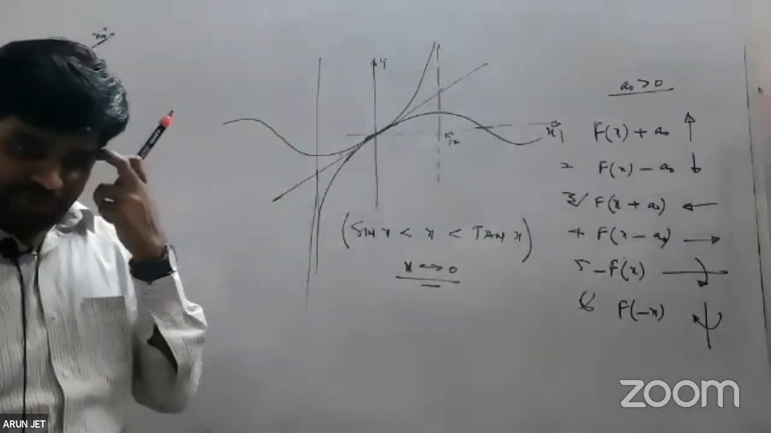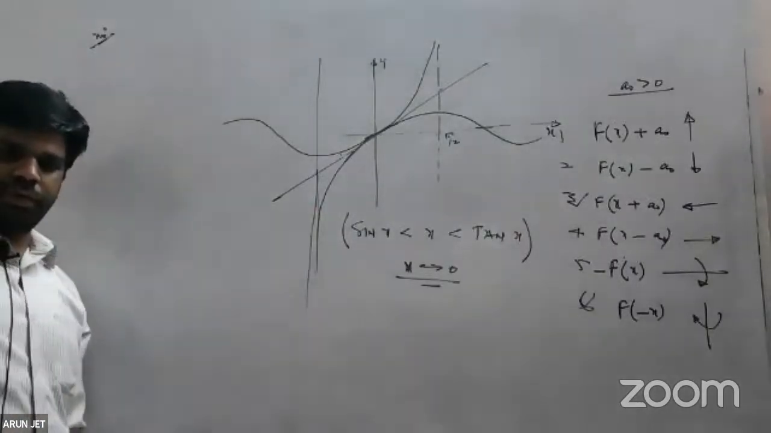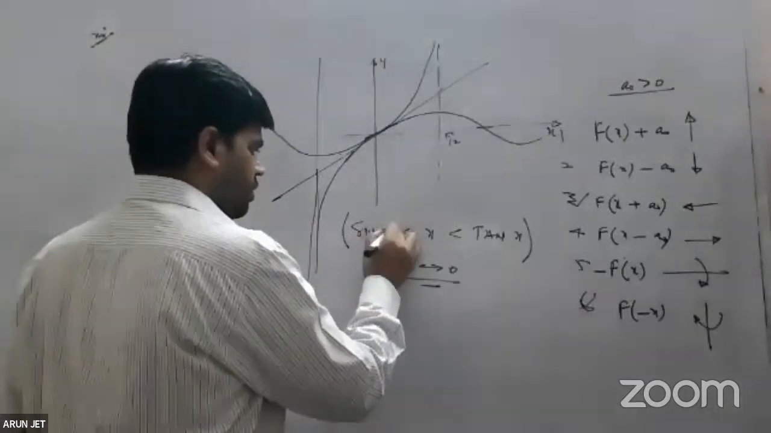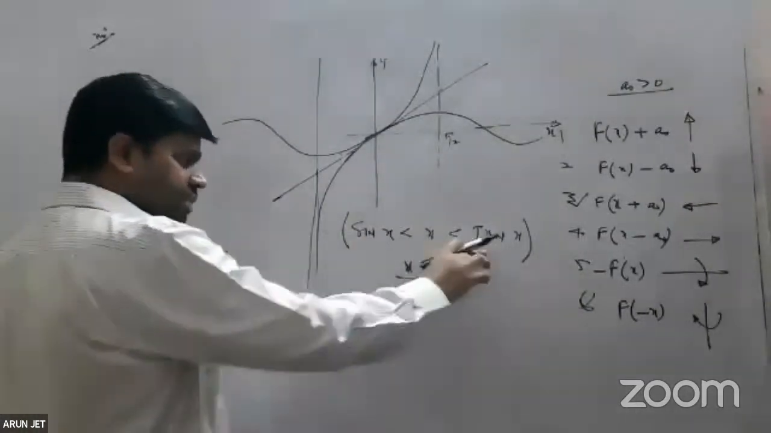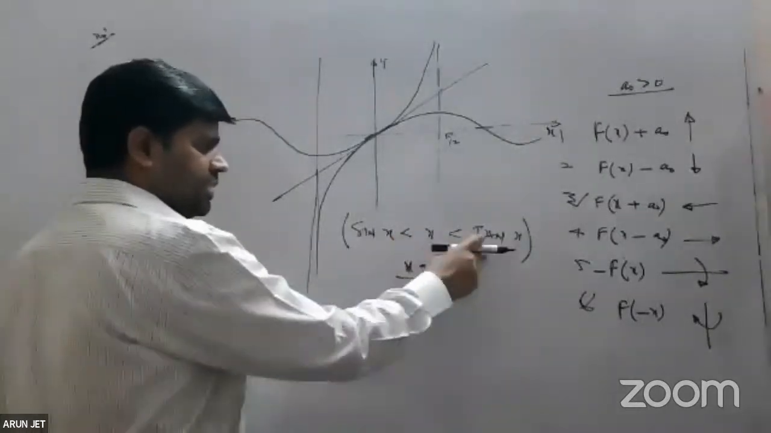There are many good problems on that proof. In previous year papers, there is a problem on that proof itself. So this inequality is what you have to remember. As x tends to 0, sin x is less than x is less than tan x.